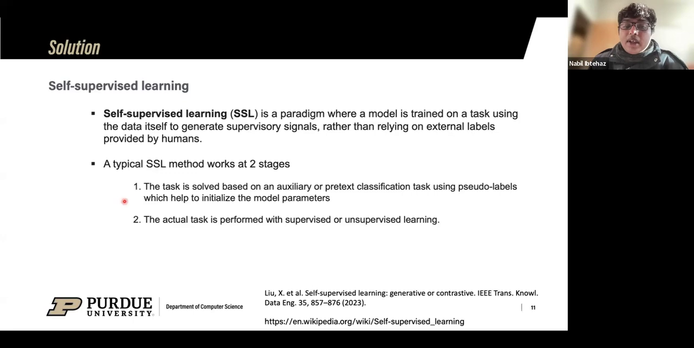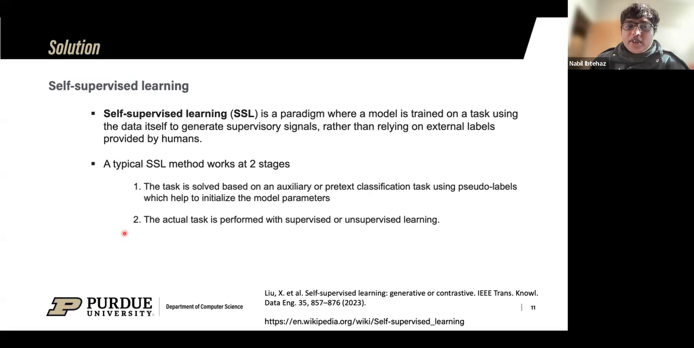The first step is solving an auxiliary or pretext classification task using pseudo labels, which help to initialize the model parameters. Next, once we have the model parameters, we can perform the actual task we want to perform using either supervised or unsupervised learning. A similar example from natural language processing is masked language modeling at the first stage to understand the words and the language, and then a supervised method to perform specific tasks like question answering or summarization.